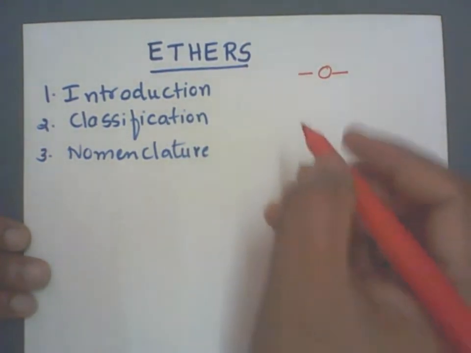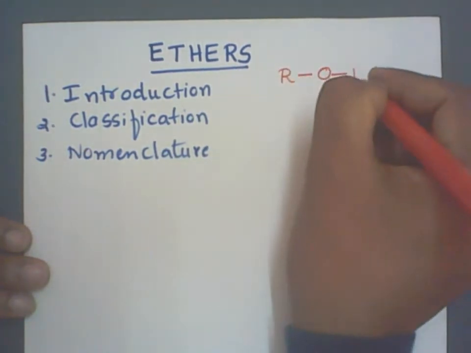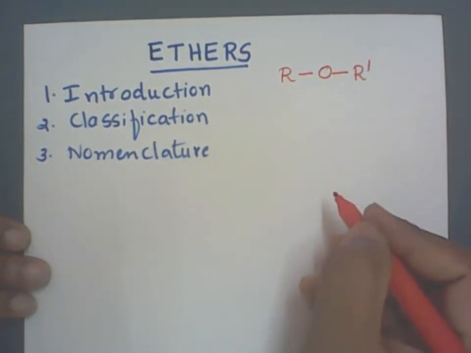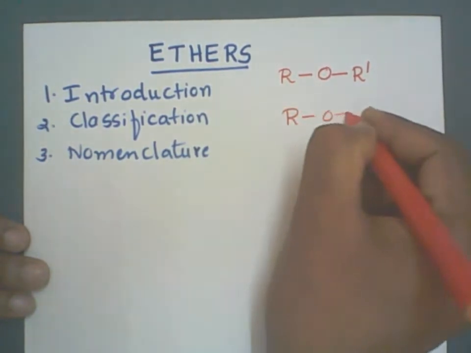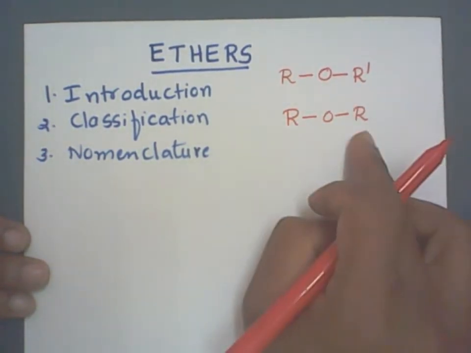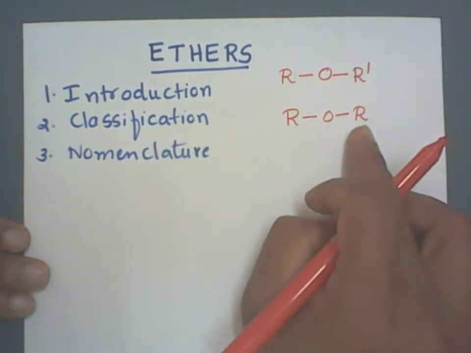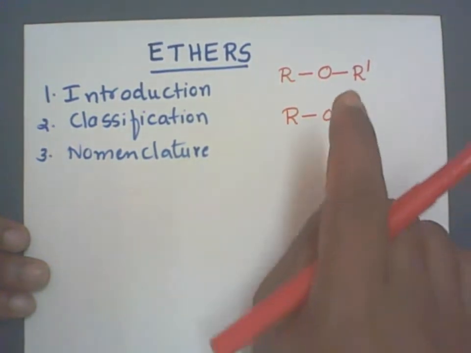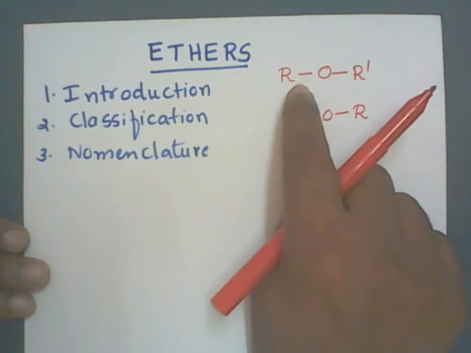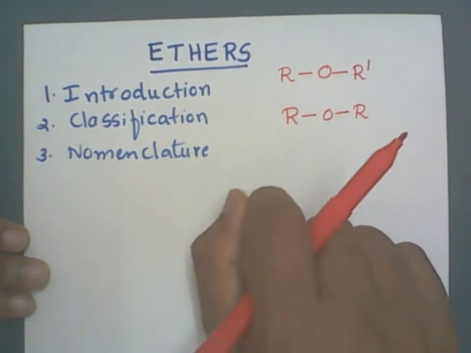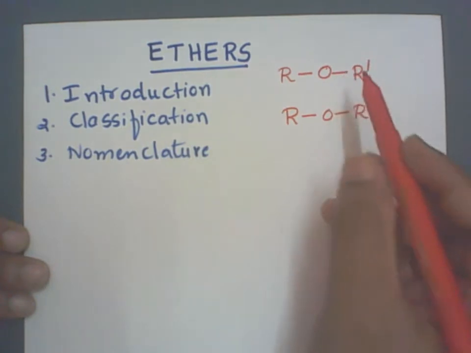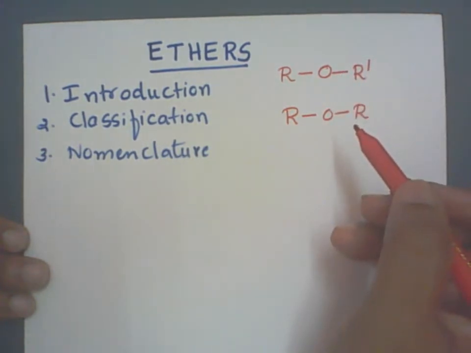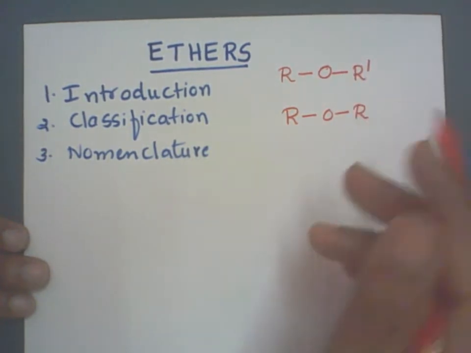So in general we write it as R-O-R dash, or if both the groups are the same, it can be written as ROR. If the groups are the same, we write R two times on the oxygen, and if they are different we write R and R dash on the oxygen. Remember, the valency of oxygen is equal to 2 and that of carbon is equal to 4. So let us start now.